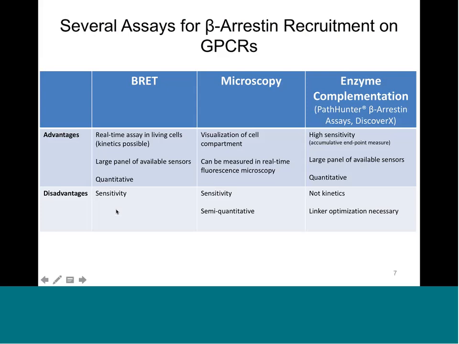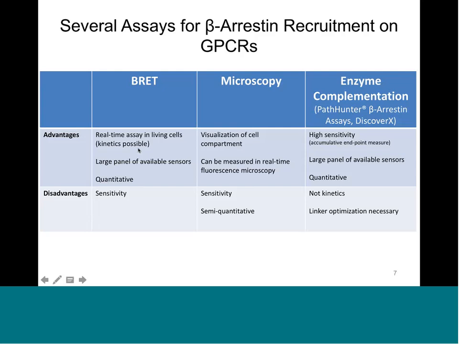So we have the classical assay that is based on the BRET, bioluminescence resonance energy transfer technique, the microscopic assay, and thirdly, the enzyme complementation assay, the PathHunter beta-arrestin assay that has been developed by DiscoverX. So if we go through this slowly, there are advantages and disadvantages as always.